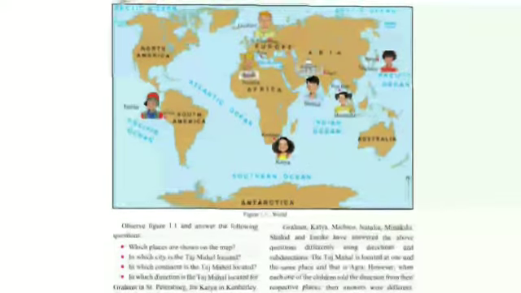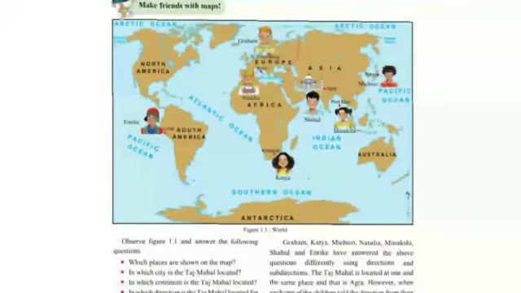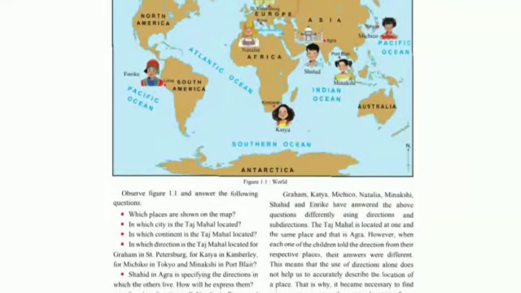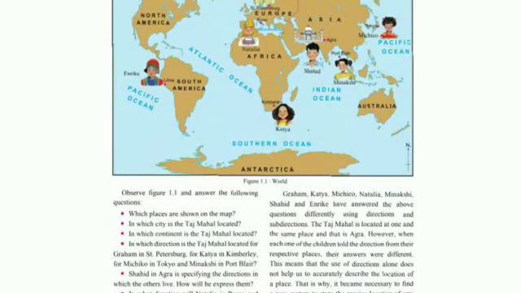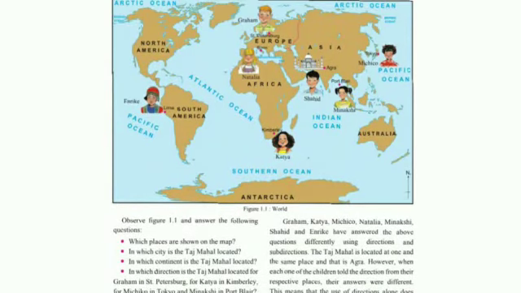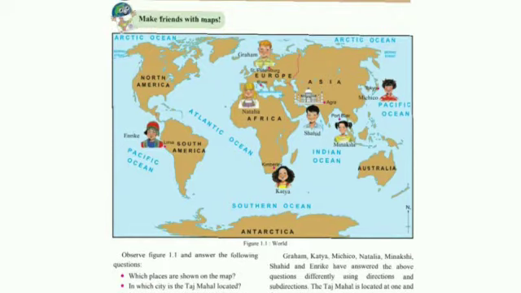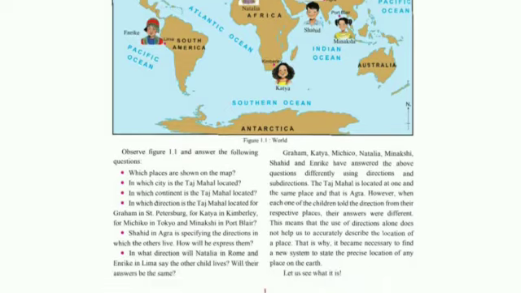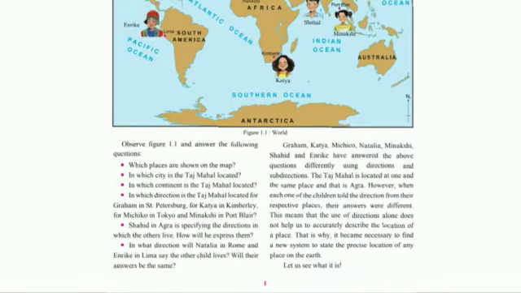Graham, Katia, Mikio, Natalia, Minakshi, Shahid and Enrique have answered the above question differently using direction and subdirection. So students, for everyone Agra is located in a different direction because everyone is standing in a different place. The Taj Mahal is located in only one place. Taj Mahal is not moving, but all the students are located in different places, so they are giving us different answers.